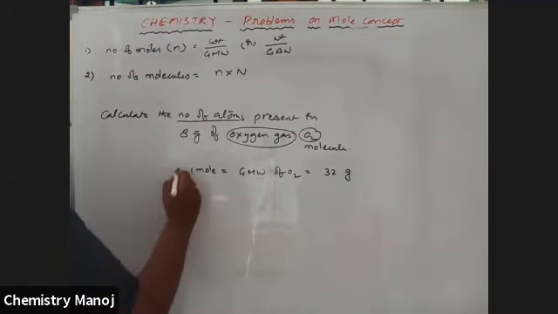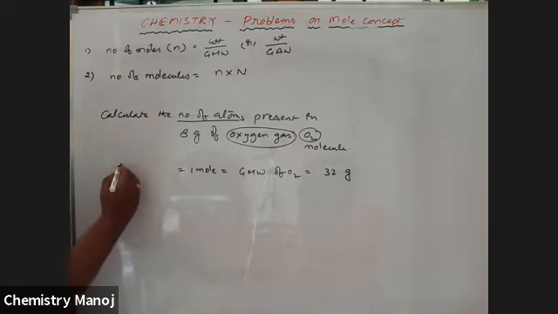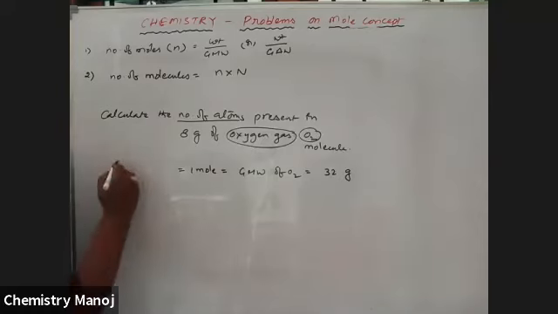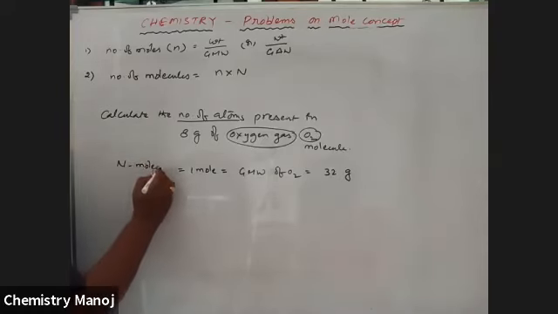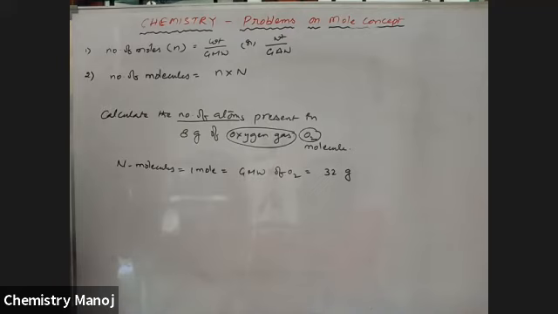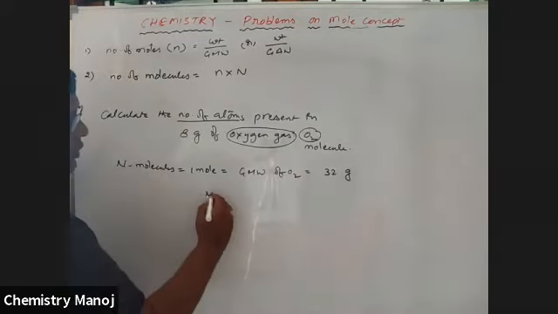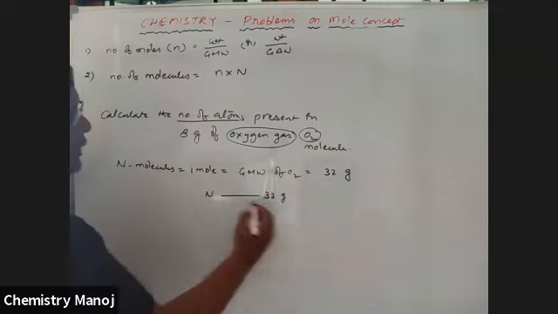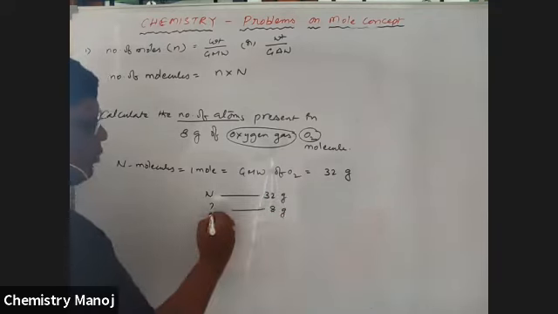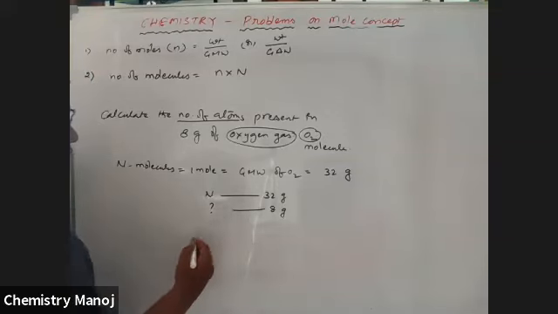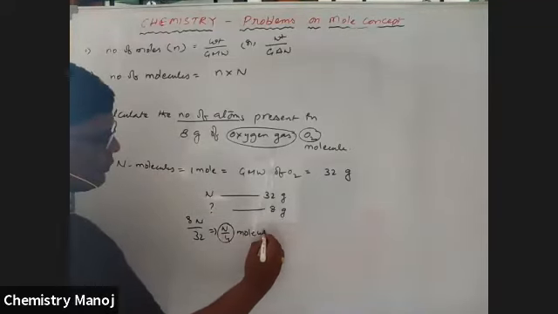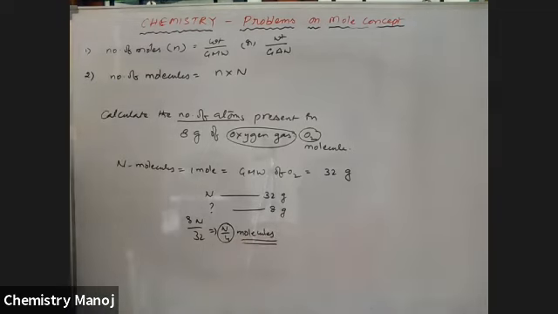No doubt, we know 1 mole is equal to 6.023 into 10 power 23, that is N molecules. So N molecules weigh 32 grams. But here it is 8 grams. 8 grams is equal to how many molecules? That is 8 into N by 32, which is equal to N by 4 molecules.